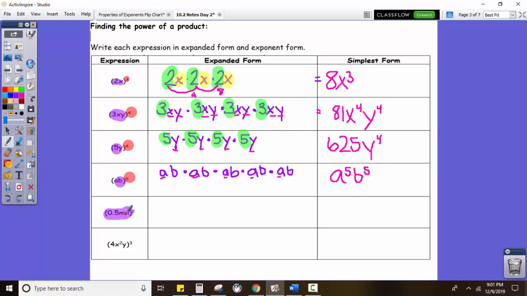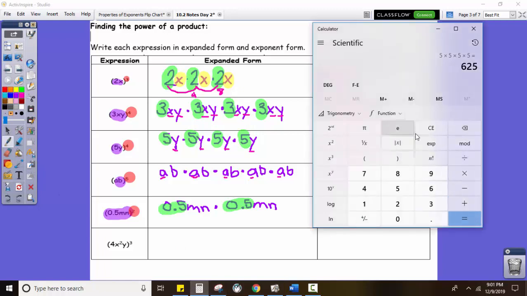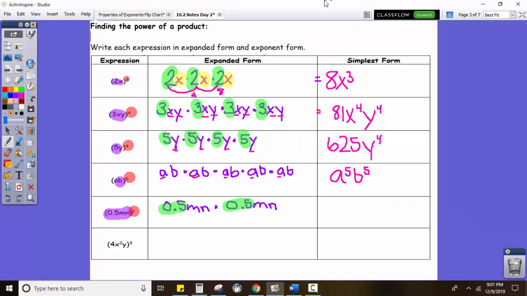Next one, 0.5 mn to the 2nd power. So I need to do 0.5 mn, and then I need to do that again because it's to the 2nd power. 0.5 mn. Okay, now when I multiply my coefficients, 0.5 times 0.5, I get 0.25. And then for m's, I have 2 of them, so m to the 2nd. And n's, I have 2 of them as well, so n to the 2nd.